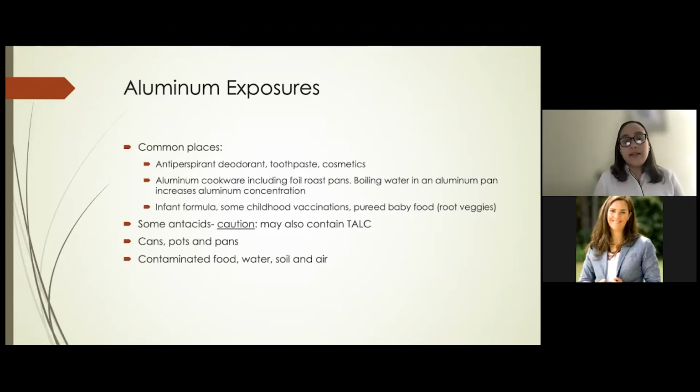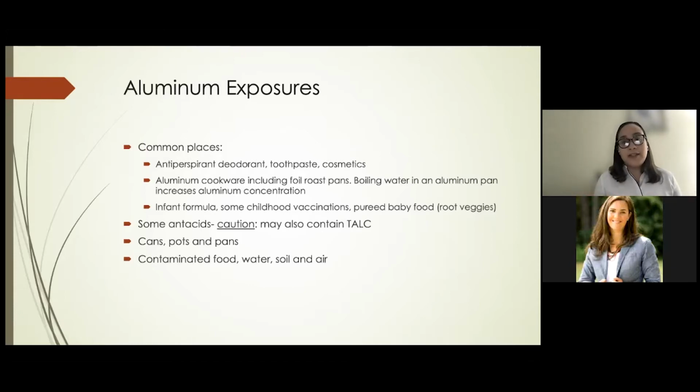Other places, infant formula, there's a lot of documentation, infant formula does have some trace amounts of aluminum. Childhood vaccinations, not all of them, but some of them, and baby pureed food. Right now, the FDA is working with some of the major baby pureed food companies because there was some testing and definitely showed higher levels of aluminum, specifically root vegetables, right?